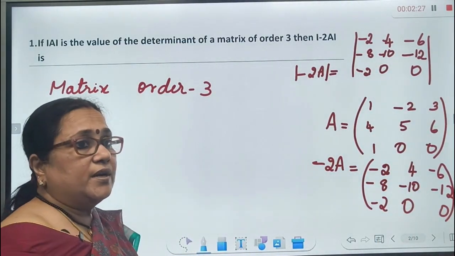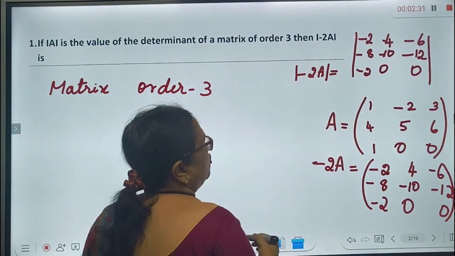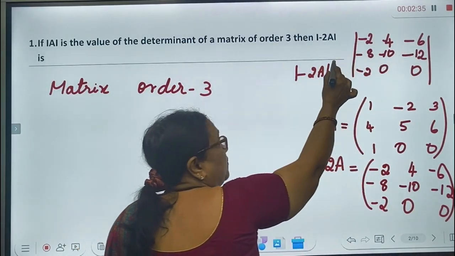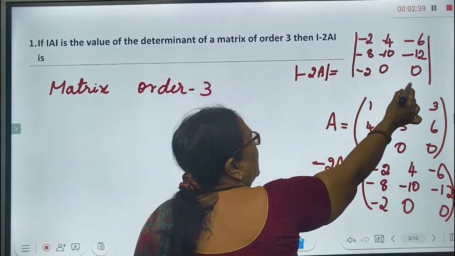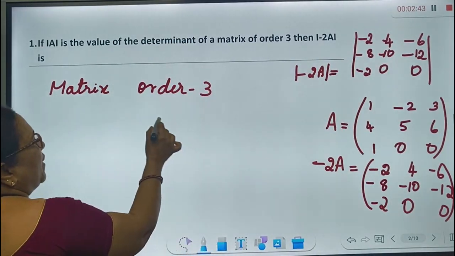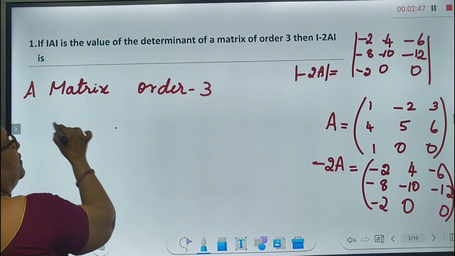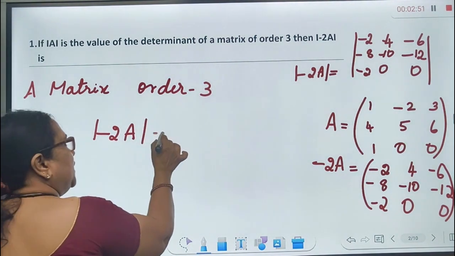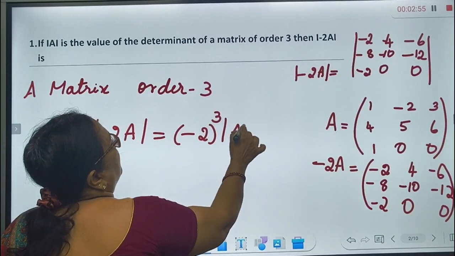But in a determinant, if I have to take out a common term, suppose I take out minus 2 from the first row, then I have to take out another minus 2 from the second row, and another minus 2 from the third row. So if you have a matrix of order 3, which is A, then determinant of minus 2A will be minus 2 cube into determinant of A.